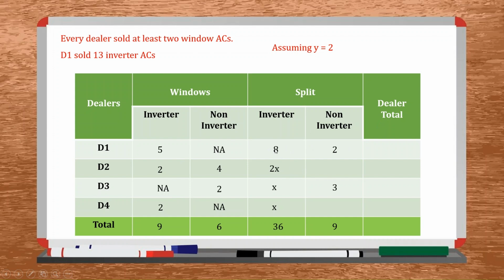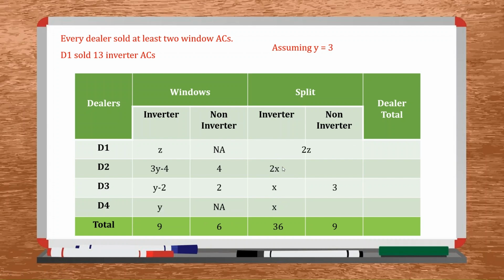Now, if D1 inverter type is 8 and total is 36, that means 4x should be equal to 28. That means x should be equal to 7. Hence, the inverter split type values for D2, D3, D4 would be 14, 7 and 7 respectively.